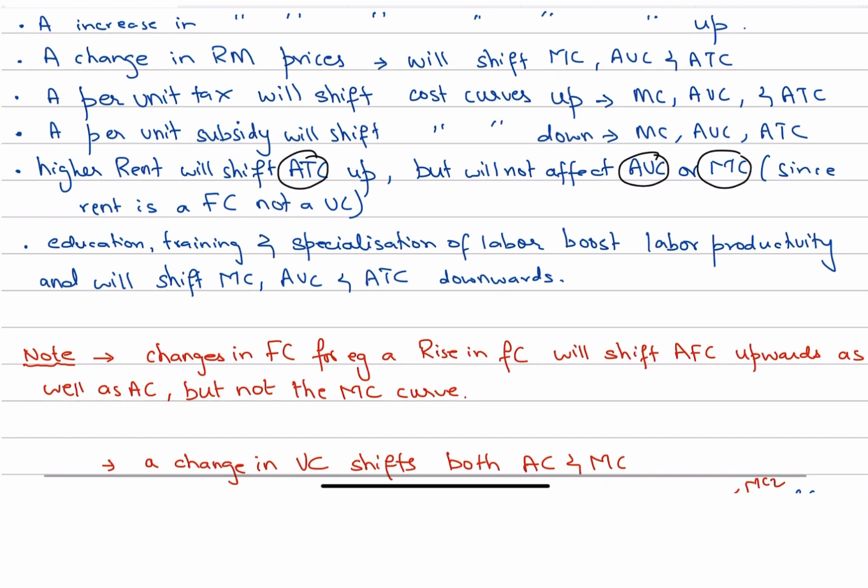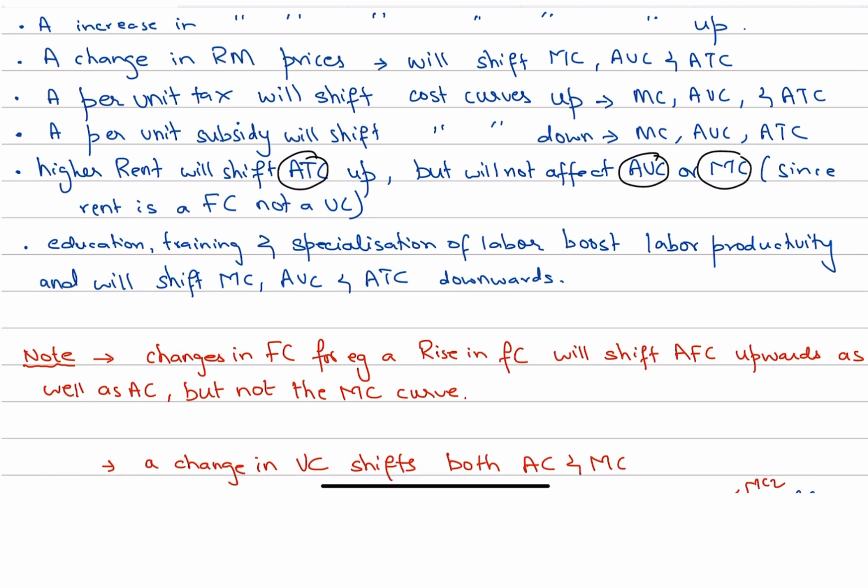Also, let's say maybe you're investing a lot in education, training, and specialization of labor, which will boost your labor productivity. It will shift your marginal cost curve, average cost curve, and average total cost curve downwards, right?